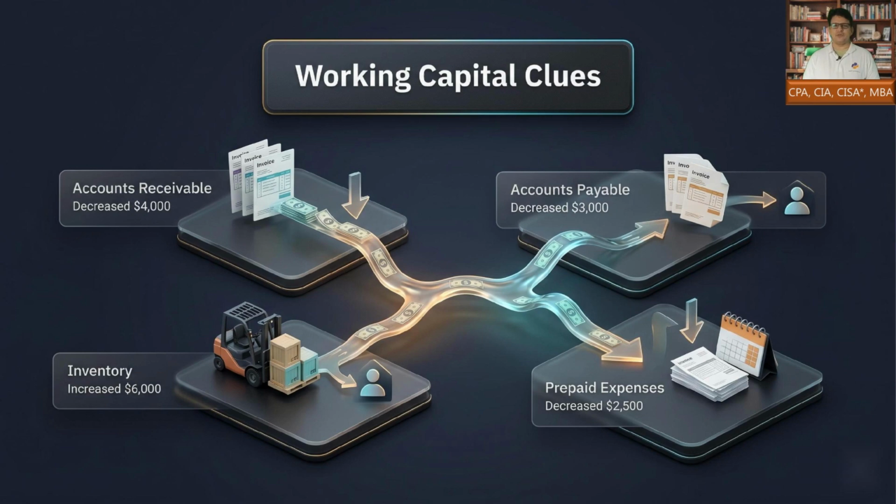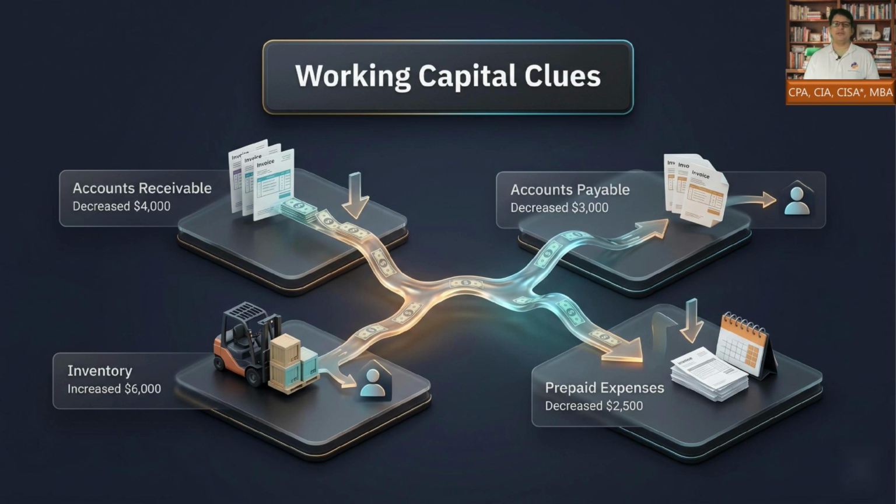Inventory increased from $25,000 to $31,000, meaning the company bought more inventory than it sold, increasing supplier cash payments. Accounts payable decreased from $17,000 to $14,000, meaning Riverstone paid off more supplier obligations, again increasing cash paid.